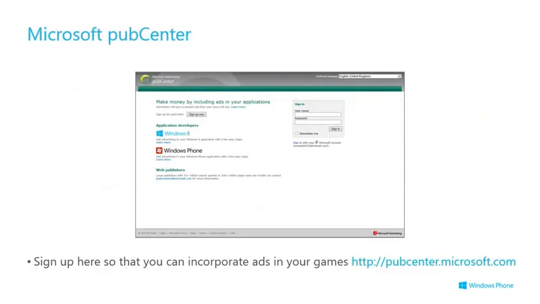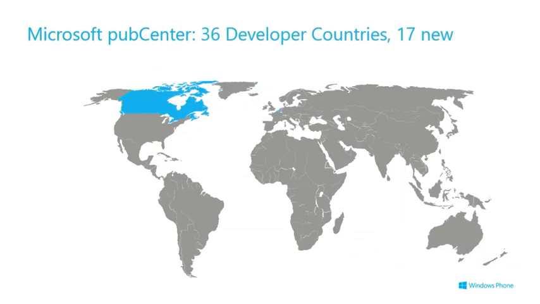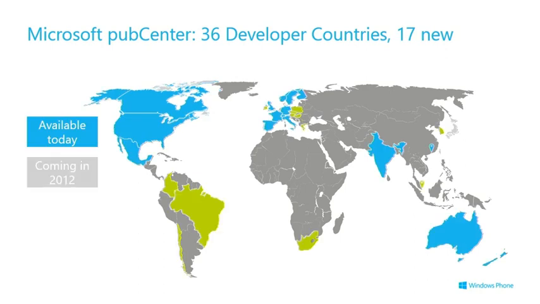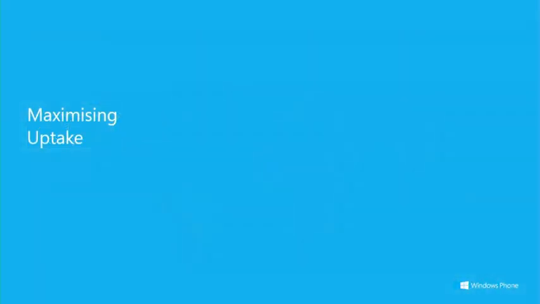This is the pubCenter where you sign up for this, and you get a special ID that you embed into it. And pubCenter has now been expanded from 36 developer countries, and it adds another 17 with Windows Phone 8, and it's expanding all the time. It's fair to mention there are third-party advertising suppliers as well, so that isn't the only option.